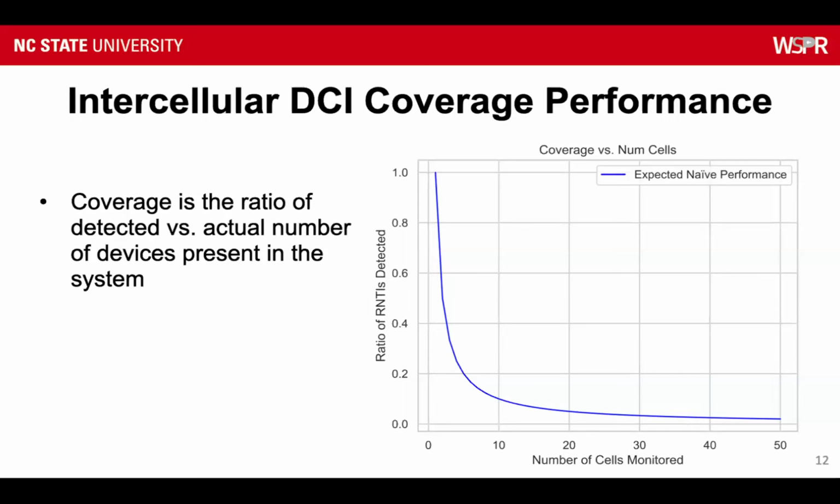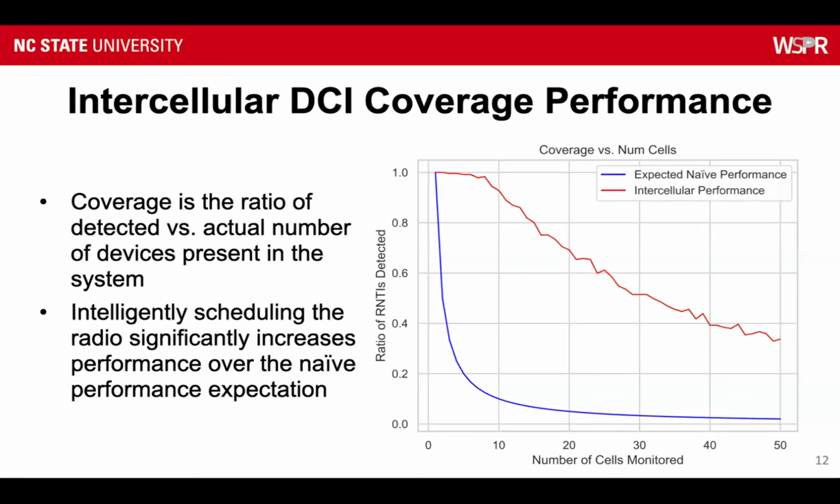I'm also going to define coverage ratio here, where the coverage is the ratio of the number of devices that we detected versus the actual number of devices present in the radio trace that we had. We simulated a radio trace with 235 UEs and ran it through a decoder in multiple systems. And these are the results that we had. We found that by intelligently scheduling the radio, we significantly increased the performance over the naive performance expectation, where we went from only a 10% performance listening to 10 cells simultaneously to over 90% by just listening for only the signals that we're interested in.